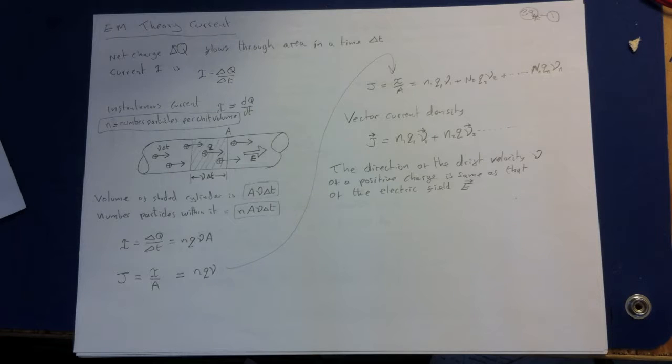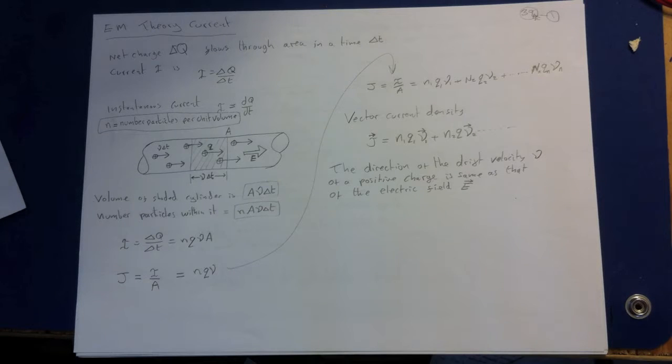This rate of flow of charge may vary with time. In that case, we generalize the definition of current in a natural way using the derivative. We define here the instantaneous current I as dq by dt. Now current is a scalar quantity. The SI unit is 1 coulomb per second, called 1 amp. The current through an area can be expressed in terms of the drift velocity v of the moving charges.